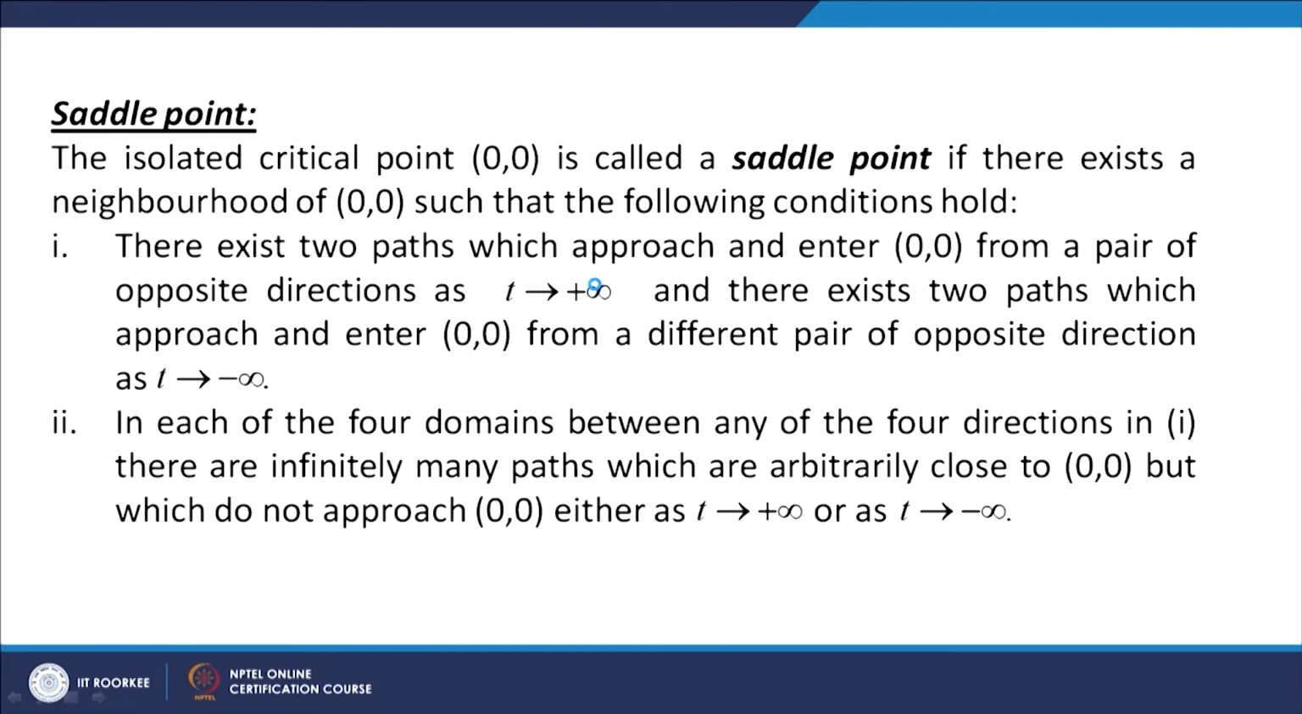Now let us discuss the saddle point. The isolated critical point (0,0) is called a saddle point if we can find a neighborhood of (0,0) such that the following conditions hold. There exist two paths which approach and enter (0,0) from a pair of opposite directions as t goes to plus infinity, and there exist two paths which approach and enter (0,0) from a different pair of opposite directions as t goes to minus infinity. In each of the four domains between any of the four directions, there are infinitely many paths which are arbitrarily close to (0,0), but which do not approach (0,0) either as t goes to plus infinity or as t goes to minus infinity.